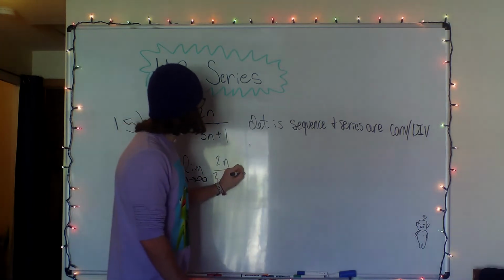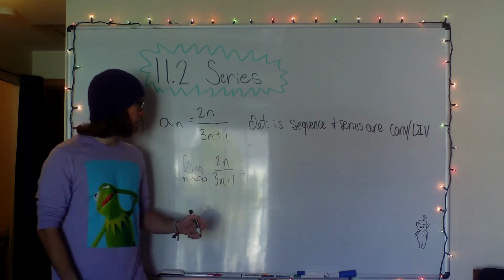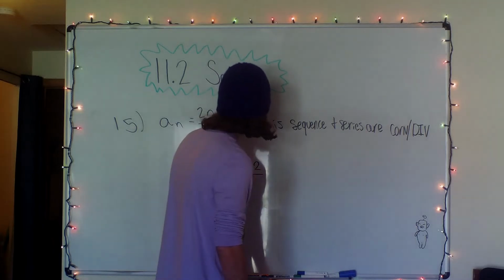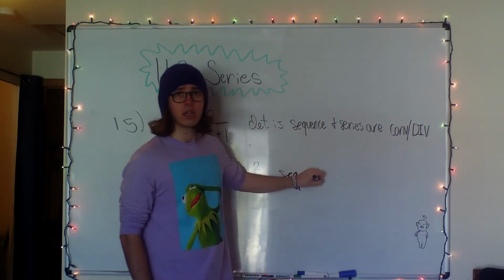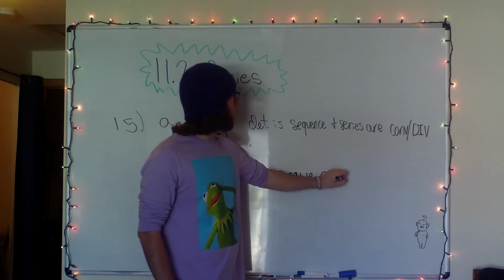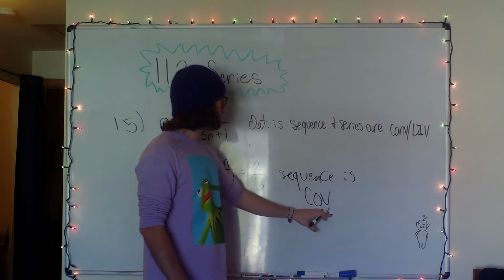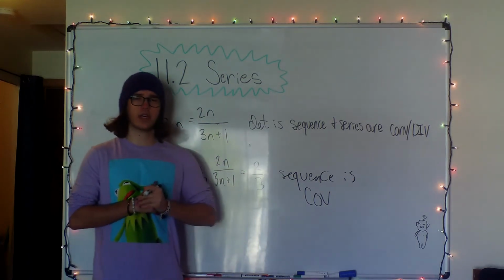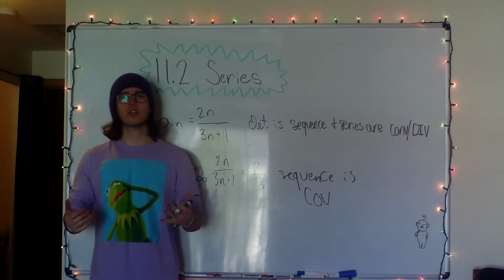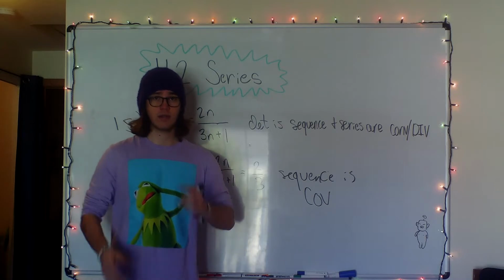So we know this is n and this is n, so that's both n to the 1. So then this means it equals 2/3. So then the sequence is convergent. I guess I should have said CONV, but convergent. Now we're like, okay, well, it converges to a number that is not 0. So then what does that mean for our series?